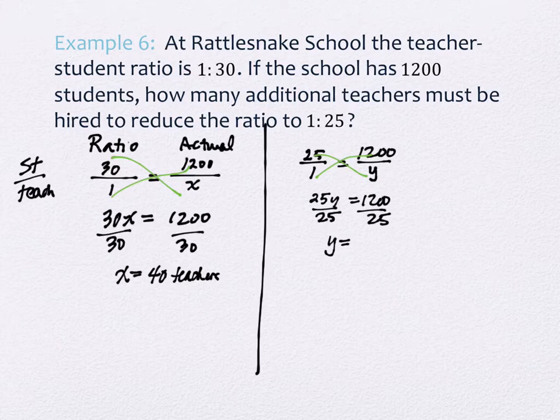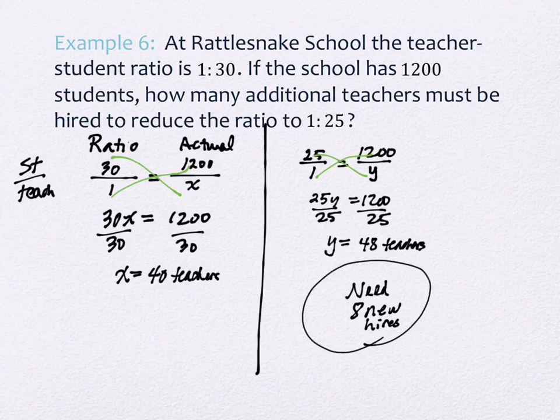So what is 1,200 divided by 25? So this is also a number of teachers. But the question asked me how many additional teachers must be hired. 8. I would need 8 new hires, or 8 new teachers if you prefer. Is that good?